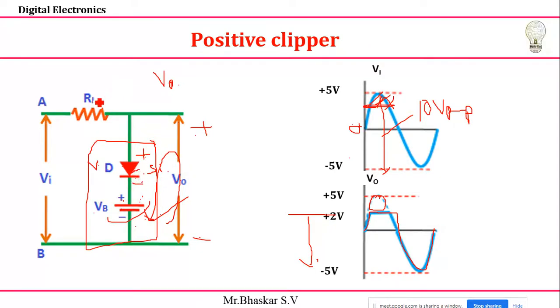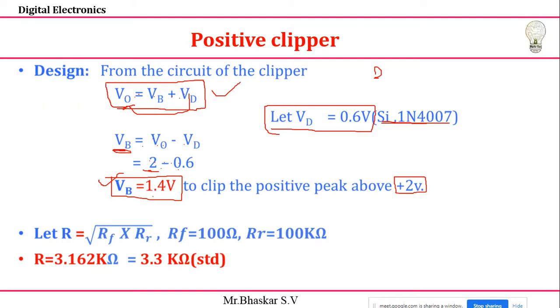I want to find out the resistance value. Here I'll call it R. I want to find out the R value. Then how to find it? Let's move on to that. R is nothing but, this is a formula you should remember directly: R is equal to square root of RF into RR. Here RF means forward resistance, RR means reverse resistance.